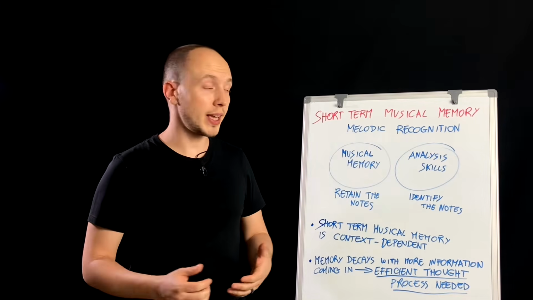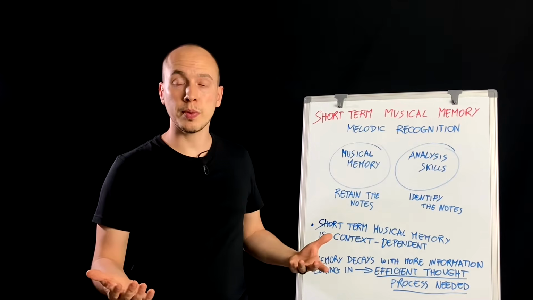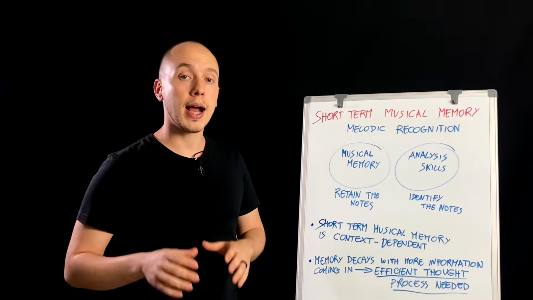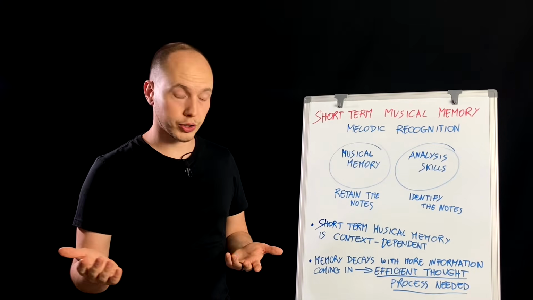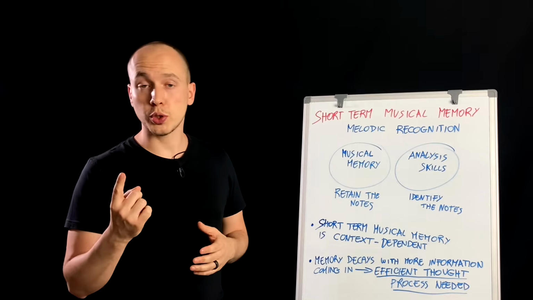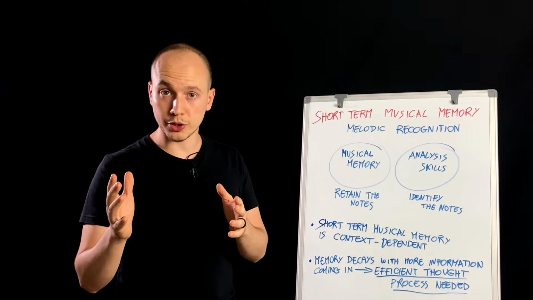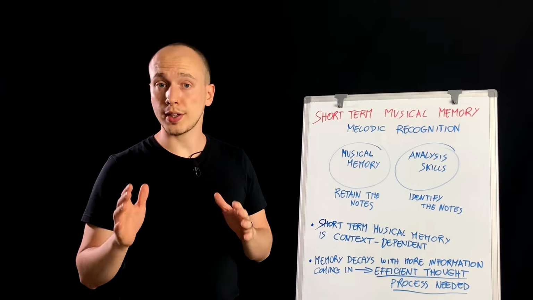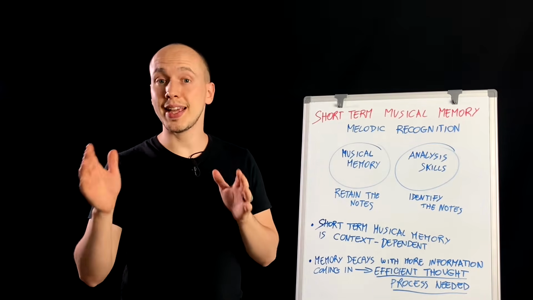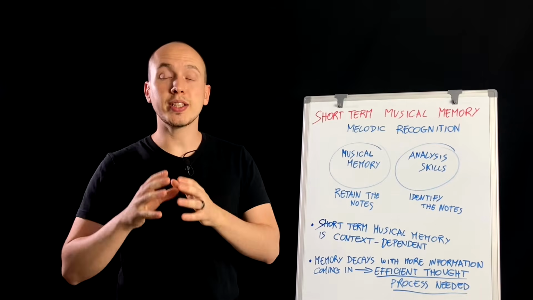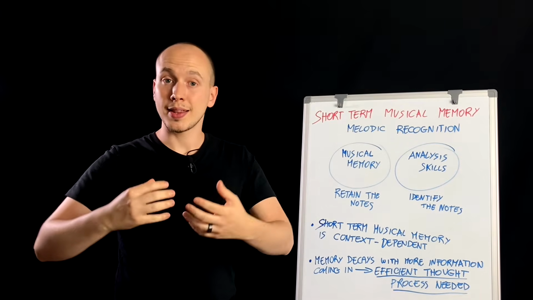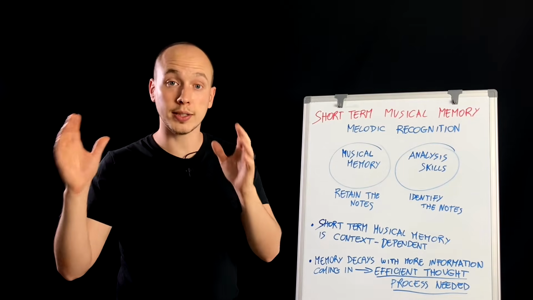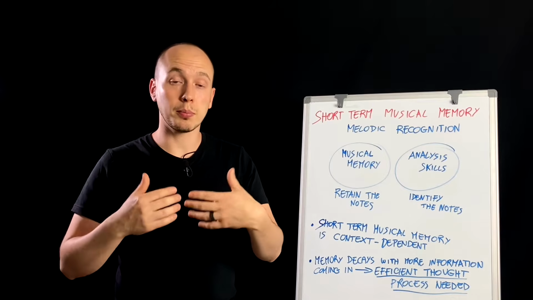Okay, this is just to explain the basic cognitive mechanism behind our melodic recognition skills. But let's understand a bit more how our short-term musical memory works. The first thing to keep in mind here and to really understand is that our short-term musical memory is context dependent. That means that we retain the context at first. We retain the harmonic structure that's implied by the melody. In other words, we retain the tonality that is implied by the melody.